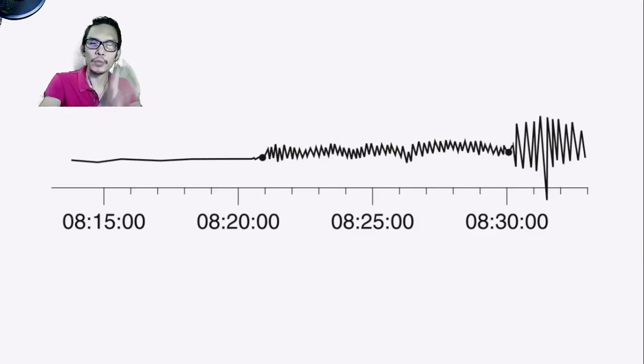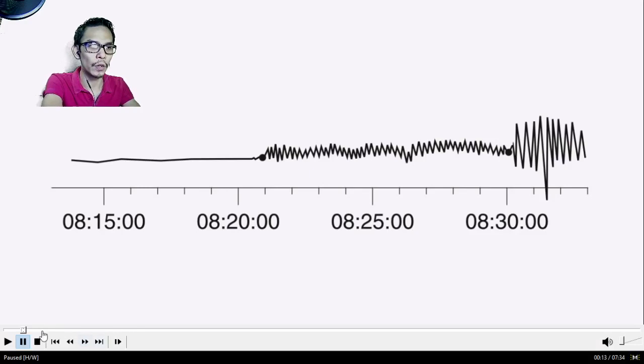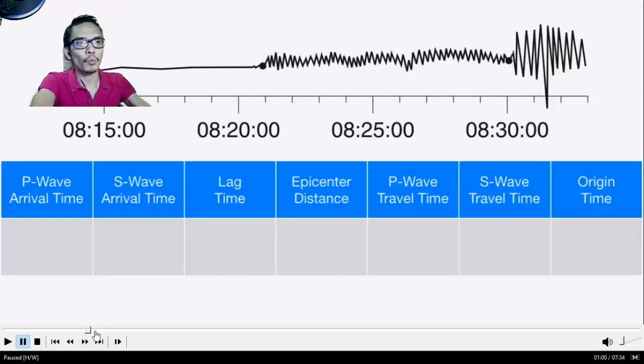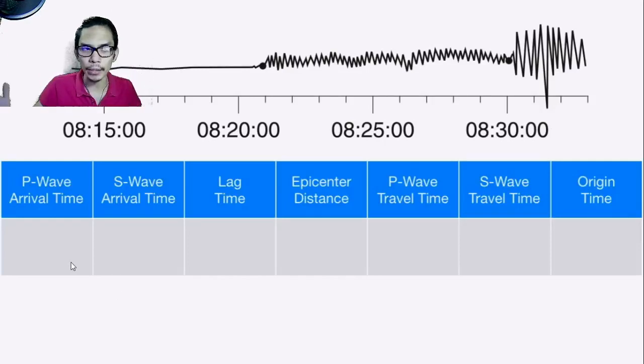As we all know, P waves travel faster than S waves, so we can identify on this seismogram reading that this will be the P wave and this will be the S wave respectively. With that, we will put different parameters in finding the epicenter distance. Number 1, the P wave arrival time. Number 2, the S wave arrival time. Number 3, the lag time. Then the epicenter distance.